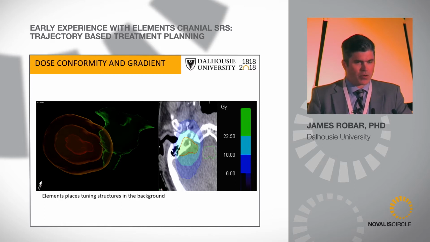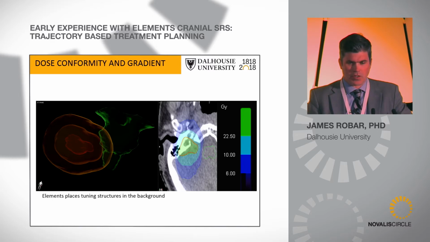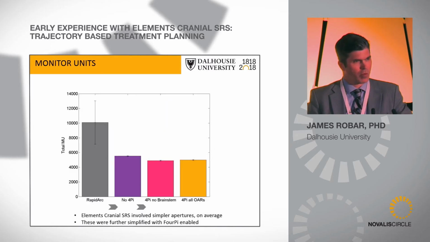Monitor units. So we saw a reduction of total monitor units as we moved from RapidArc to 4-pi. Typically, these cases involve a lot of modulation in RapidArc. And then we saw a slight decrease actually when we enabled the 4-pi method.